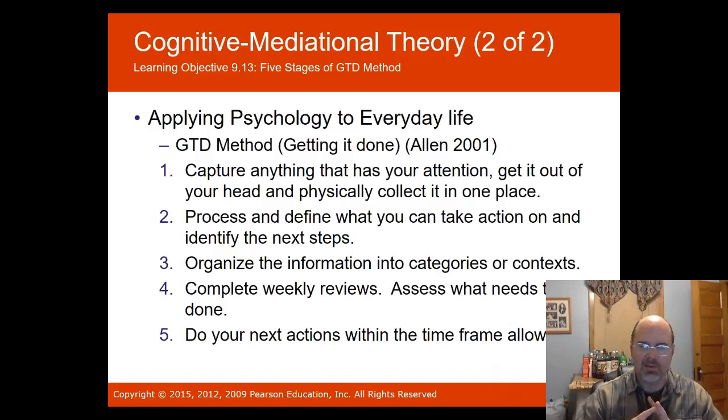Identify the next steps. So in other words, list the steps. What do I have to do for this paper? Well, I have to first go online and come up with 10 sources. Next, I have to put the information down in APA style. Then I need to write the annotations. Then you organize the information in categories and contexts. And then you complete weekly reviews, assess what needs to get done this week. Then finally do your next actions within the time frame allowed. And as a result, you will get it done.